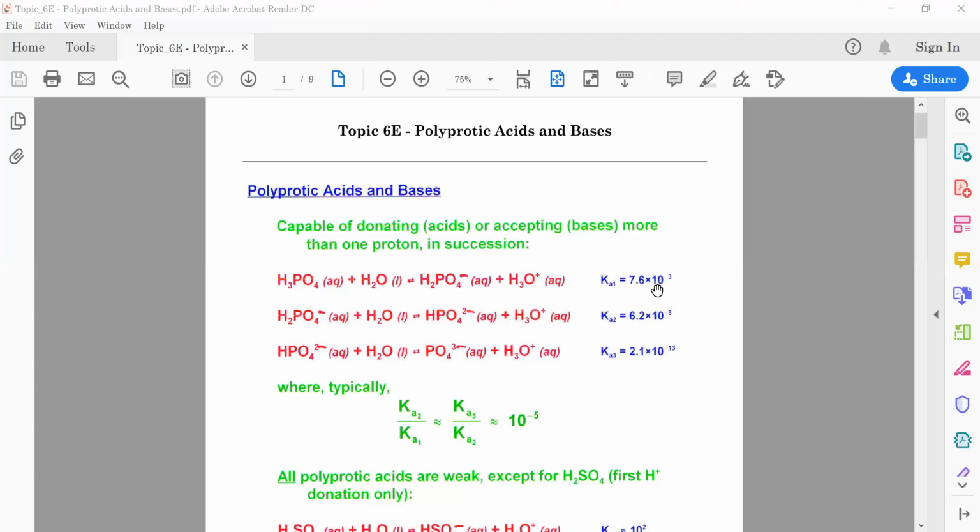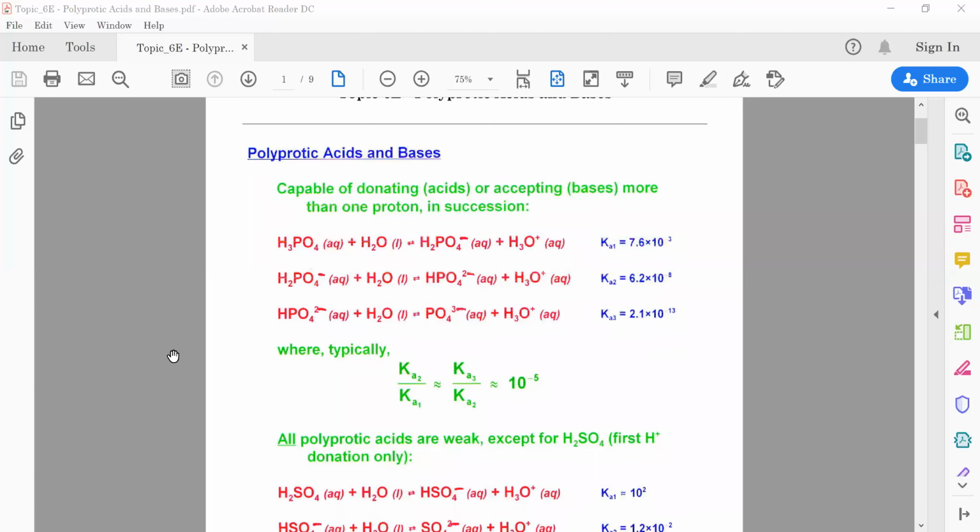So you can see that in these three successive steps, each successive one is about 5 orders of magnitude less than the preceding one. 10 to the minus 8 versus 10 to the minus 3, and 10 to the minus 13 versus 10 to the minus 8. And as it says here, typically, this is approximately true for most polyprotic acids. The Ka2 is typically about 10 to the minus 5 times the Ka1, and the Ka3 is about 10 to the minus 5 times the Ka2.